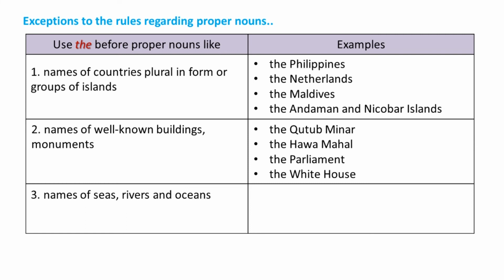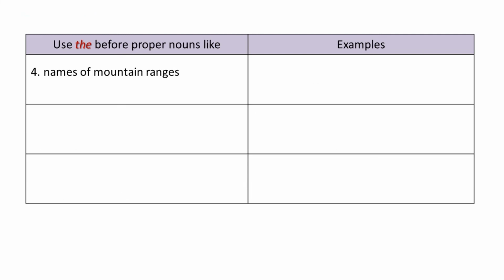A third rule will be use the before proper nouns like names of seas, rivers, and oceans. For example, the Satluj, the Arabian Sea, the Pacific Ocean. And a fourth rule is we need to use the before names of mountain ranges. For example, the Himalayas, the Rocky Mountains, the Aravalli Hills.